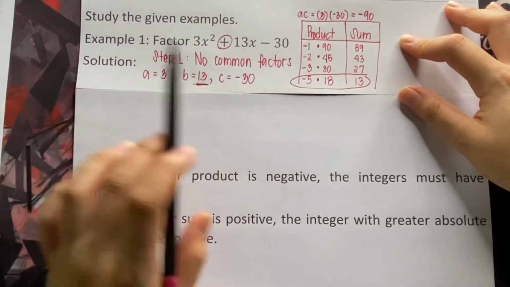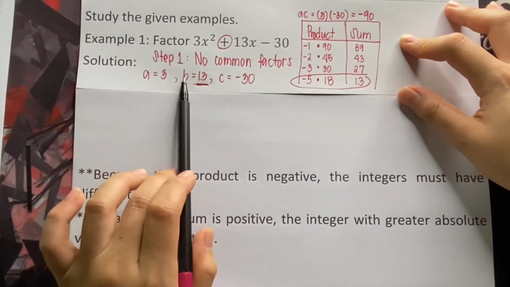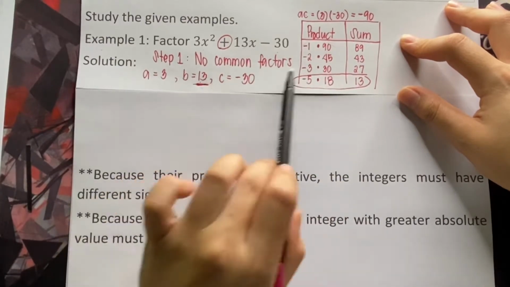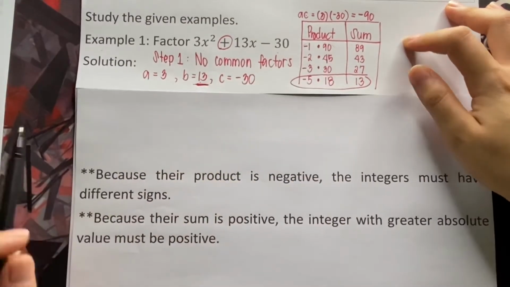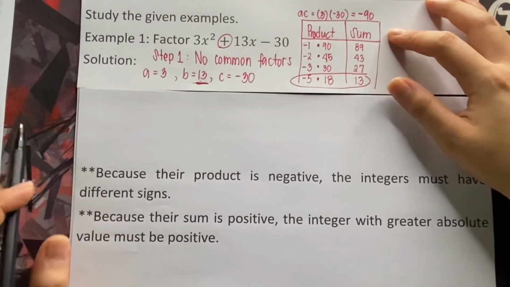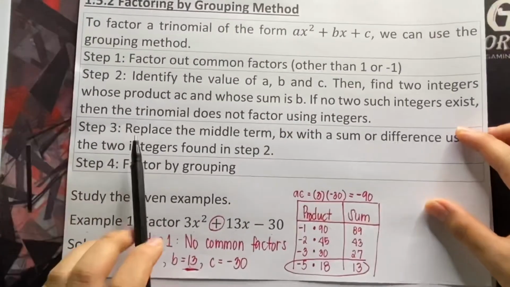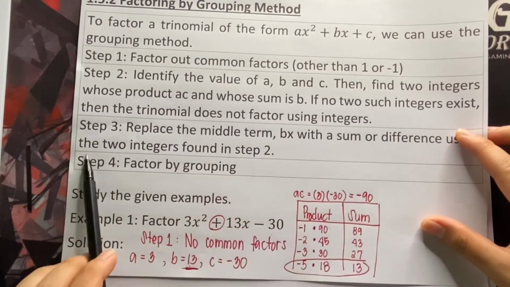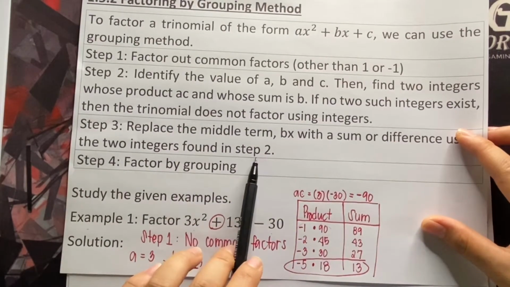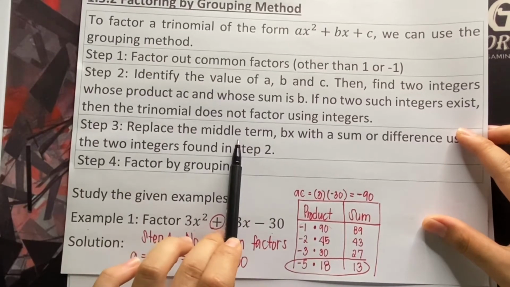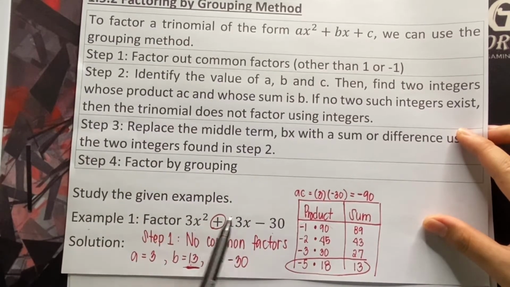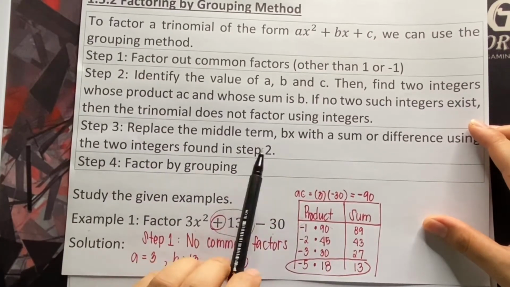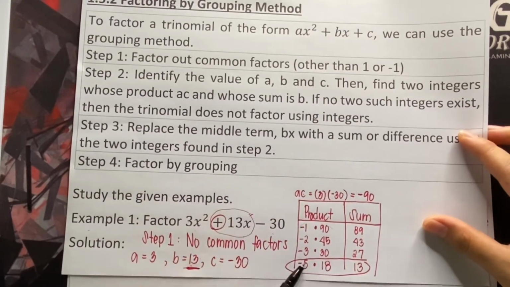Katulad kanina, negative yung middle term or yung sum. Ibig sabihin, negative yung mas malaking number. Ngayon naman, dahil positive yung B, positive yung mas malaking number. So, yun yung explanation nito. Okay, step number 3. Replace the middle term, bx, with a sum or difference using the two integers found in step 2. Palitan mo raw yung middle term. Asan ang middle term dito? To, yung 13x, papalitan natin ng ano? Ng two integers na makikita sa step 2. Okay? Diba ito yung two integers?